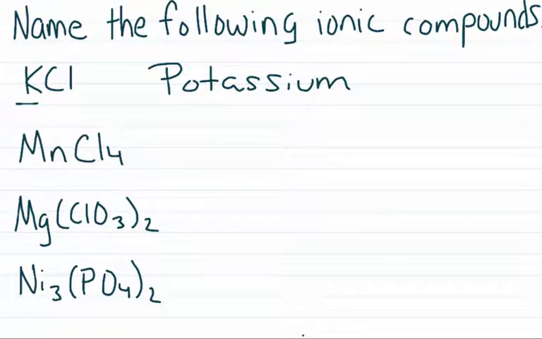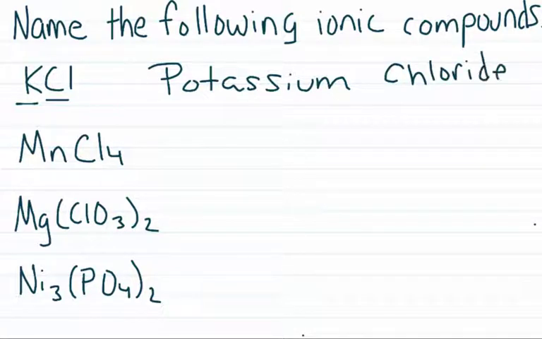We just write the name of the metal and then the name of the nonmetal with the suffix -ide. So instead of chlorine, we'll write chloride. So KCl is called potassium chloride. Let's try the next one.